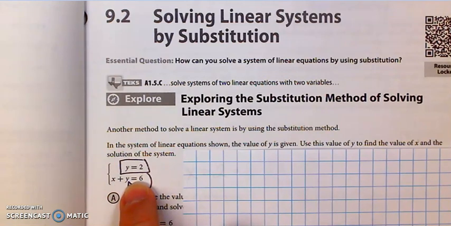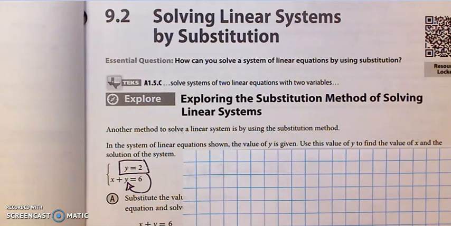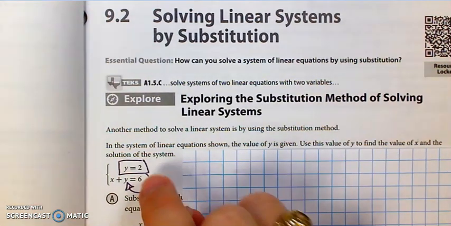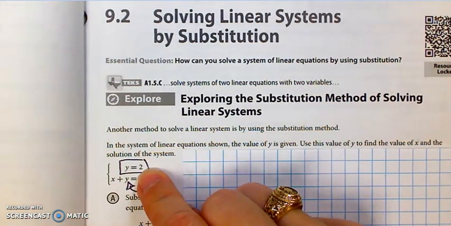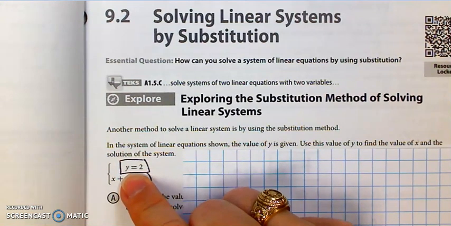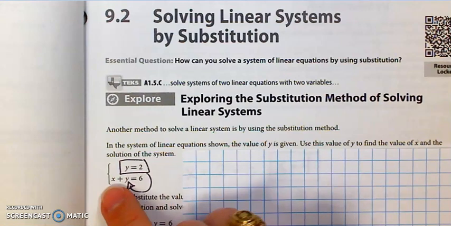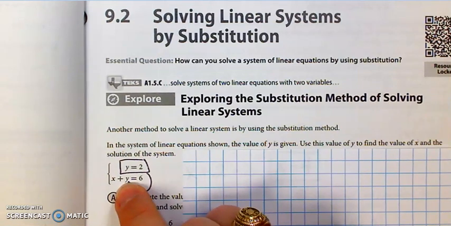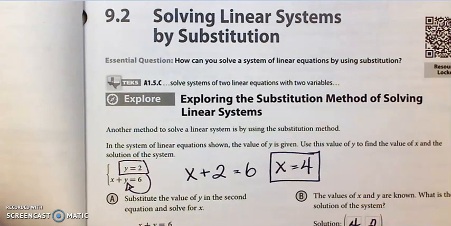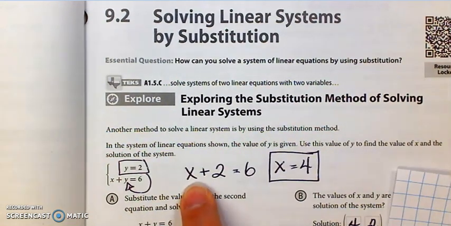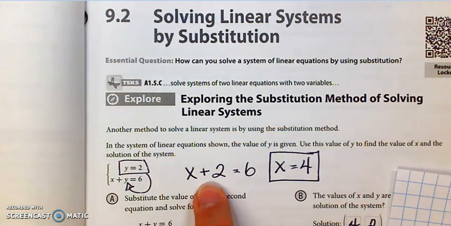What we're going to do in this method is basically stick one equation into the other equation so that we can eliminate a variable. This one's a really simple example because I don't have to do a whole lot of work. It already tells me up here y is equal to 2. So down here in this second equation, I'm going to say x plus what y is equal to, which is 2, equals 6. So I have substituted this equation into the second equation.